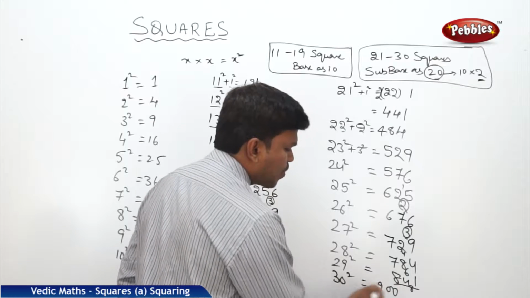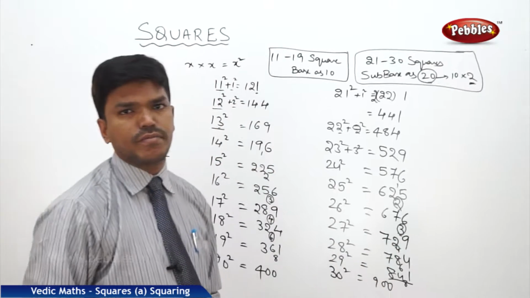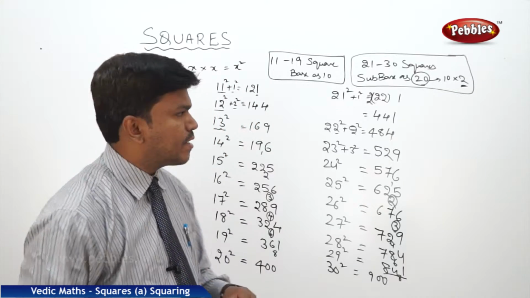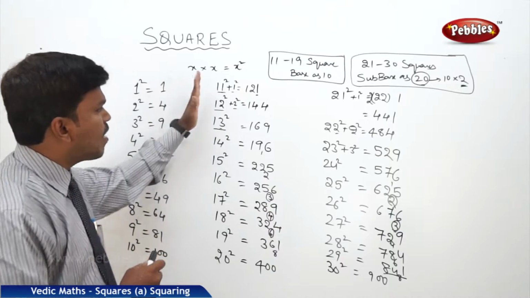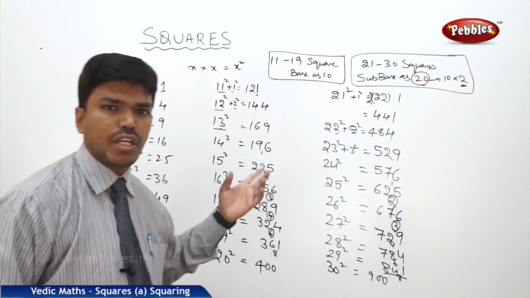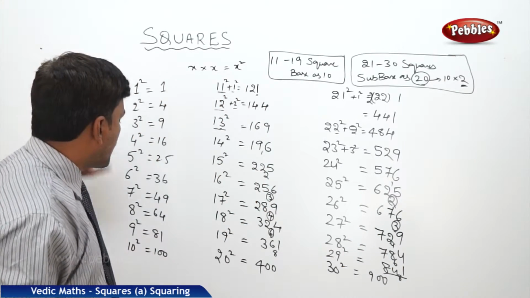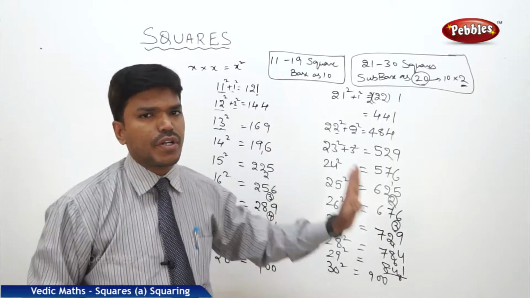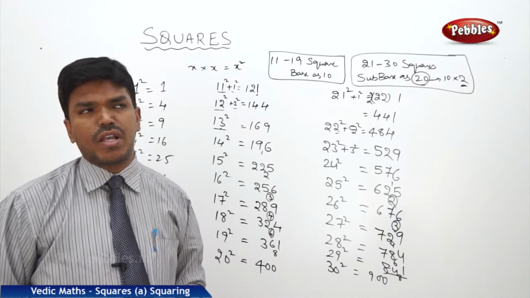900. Just 3 square 9, put 2 zeros beside. Okay, so it is 900. Like this we can easily calculate from 11 to 30 square. Of course, anyhow you know 1 square to 10 square already. Now with the help of these squares we are going to calculate from 11 to 30 squares.